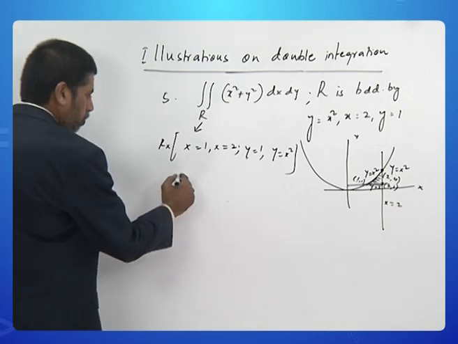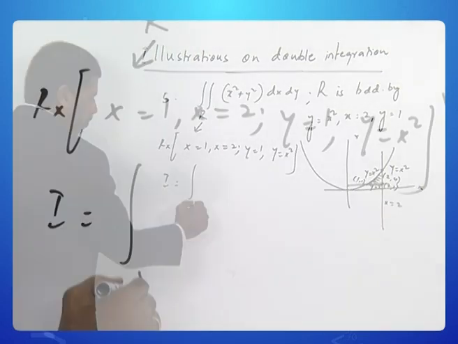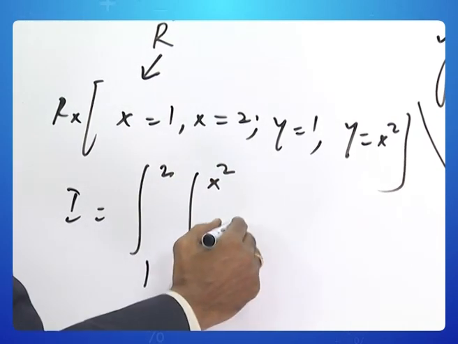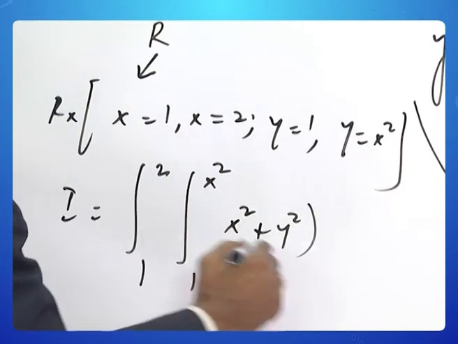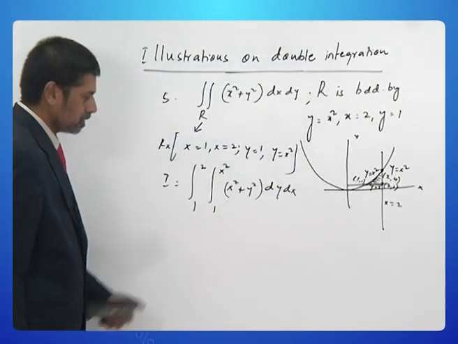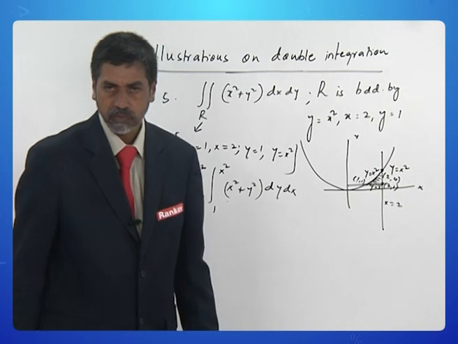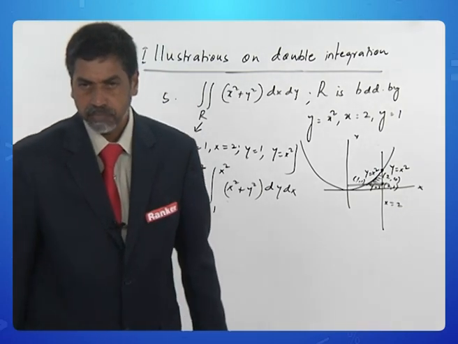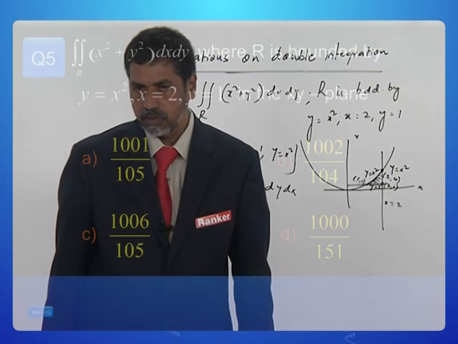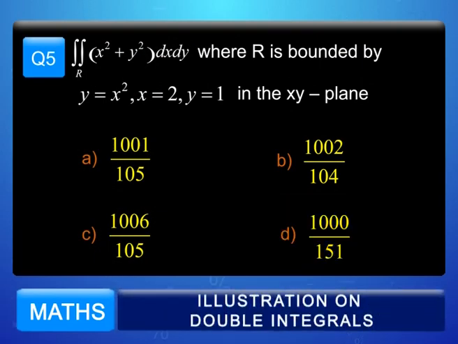So when you apply the limits, you will get integral 1 to 2, integral 1 to x square, x plus y squared dy dx. This integration is straightforward, and we will get the answer to be the option D.